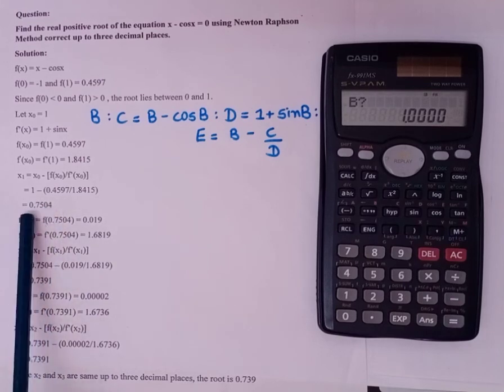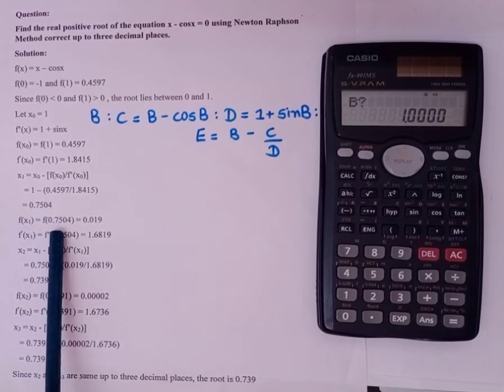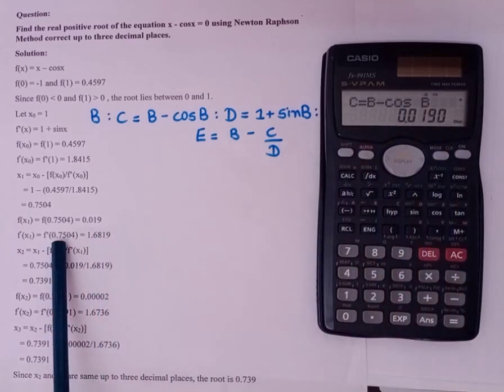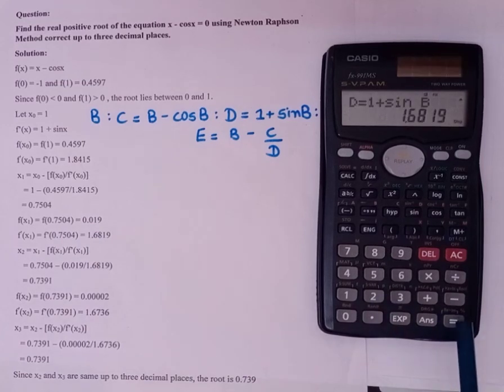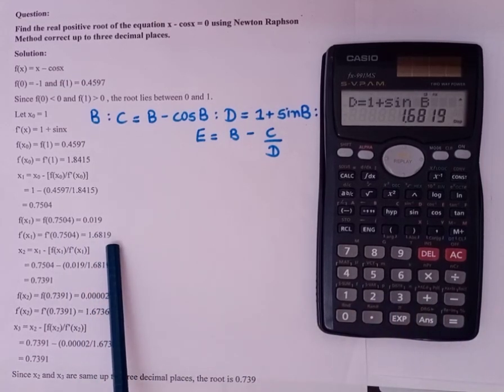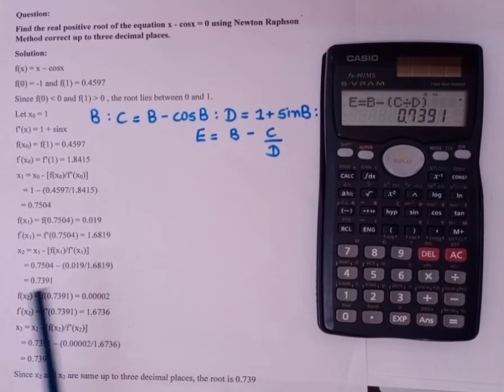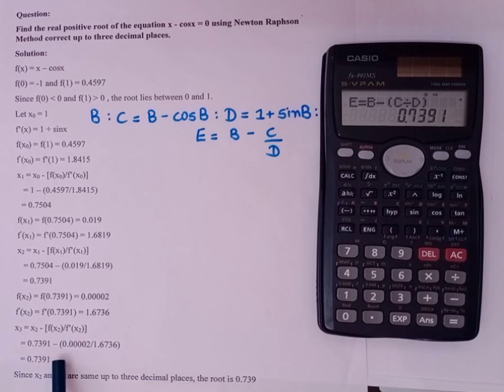Again I'll press equal to. Now as we know, we'll have to input this in place of b. So now my b will be 0.7504. Again equal to, then I get f of x as 0.019, f dash of x is 1.6819, and x2 is coming as 0.7391. Same way you can find x3, and here as we get 0.7391, that is x2 and x3 are the same up to 3 decimal places, so the root will be 0.739.